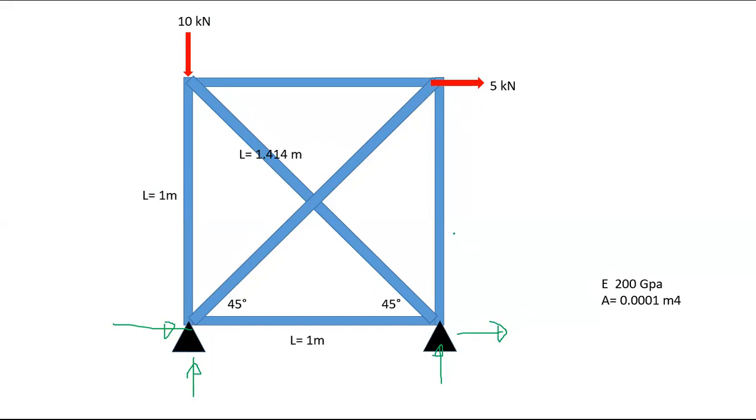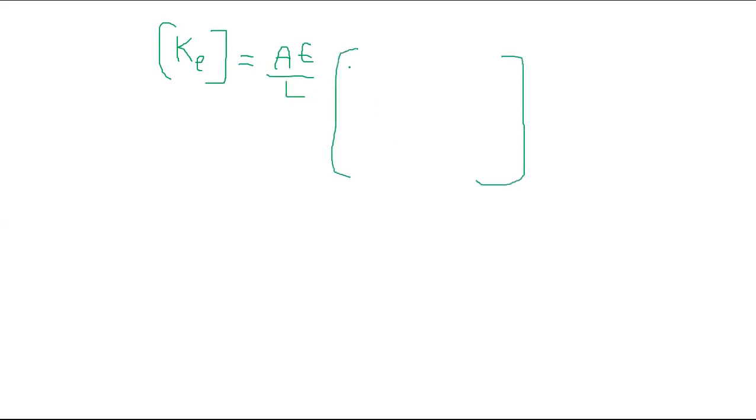So you have 6 elements. So you know what is the element stiffness matrix, right? That is going to be AE over L into C squared, CS, squared, and so on. It's a matrix. You have to determine that, right?